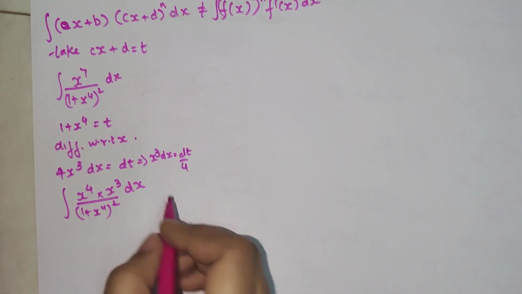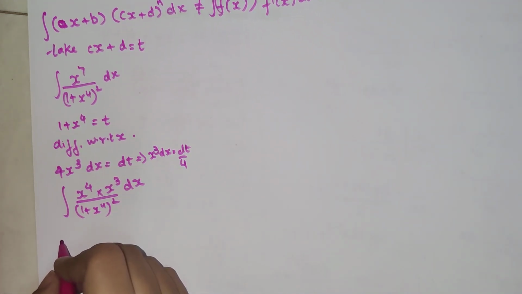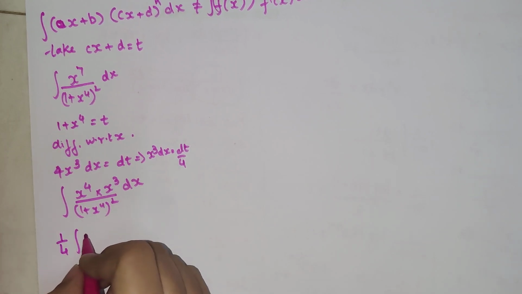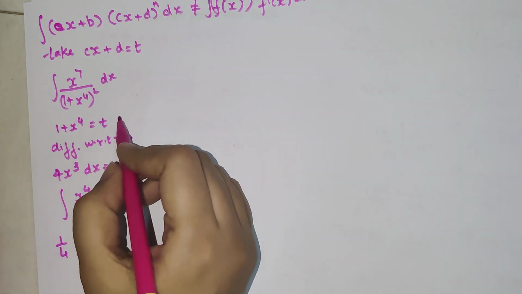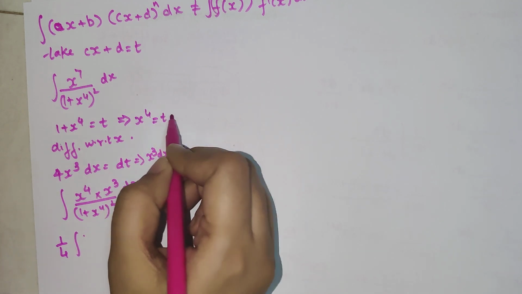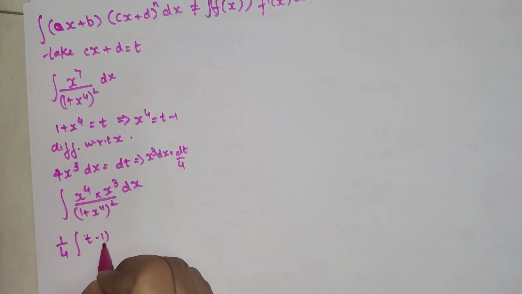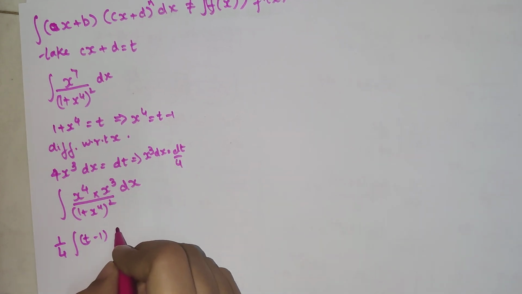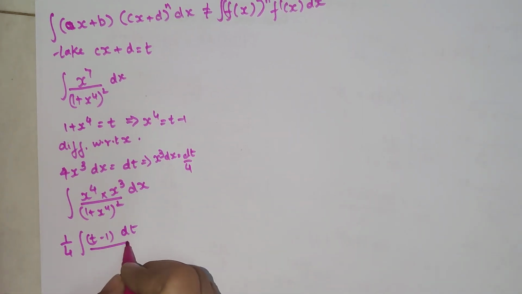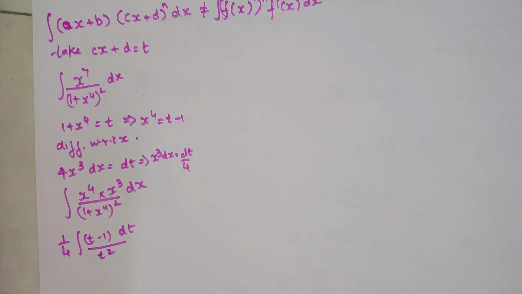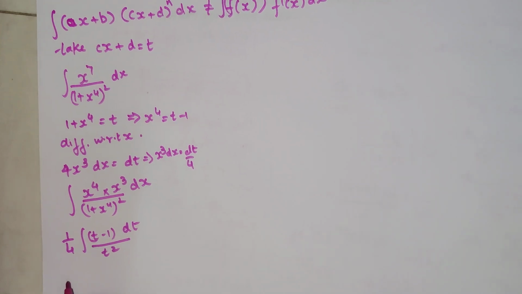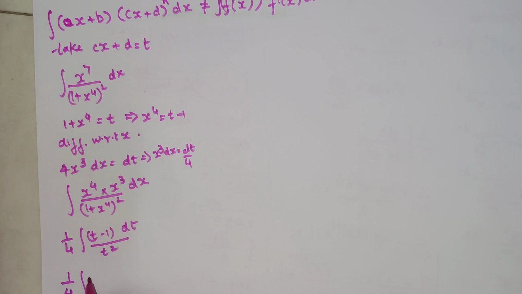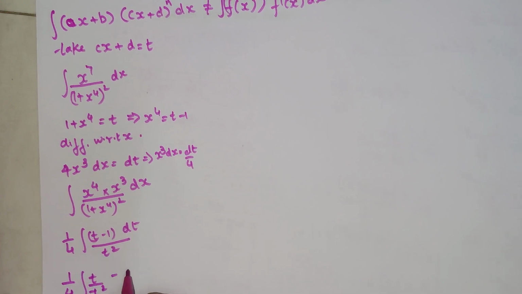Okay, so now putting everything in terms of dt and t. Now you have x raised to 4. Okay, so can I write x raised to 4 as nothing but t minus 1? So we'll have t minus 1, x cube into dx will get you dt upon 4, which is already taken care of, upon, can I write this as nothing but t square? Okay, so now you will understand what I was talking to you about. Now you can separate your numerator. So you will have t upon t square minus 1 upon t square dt.